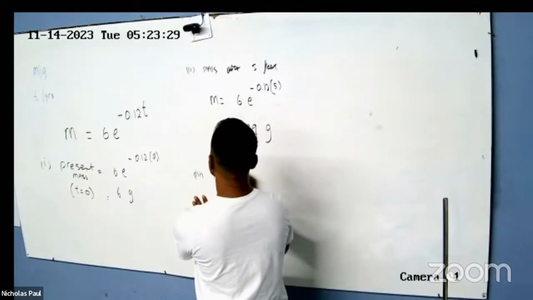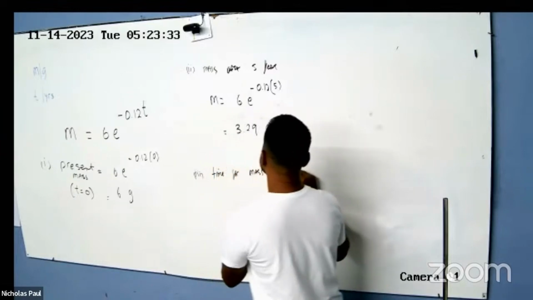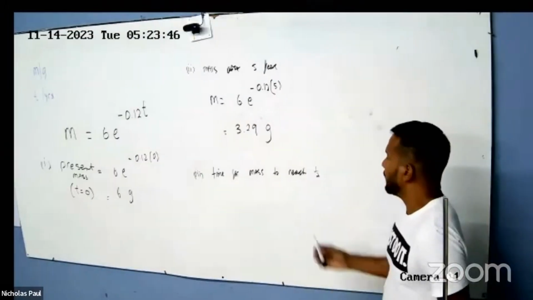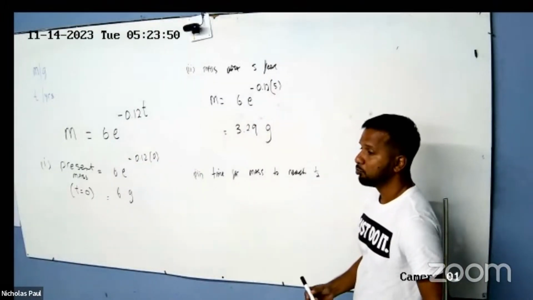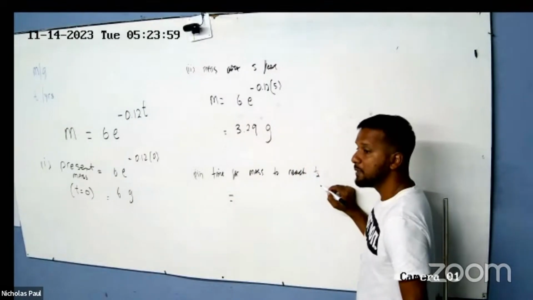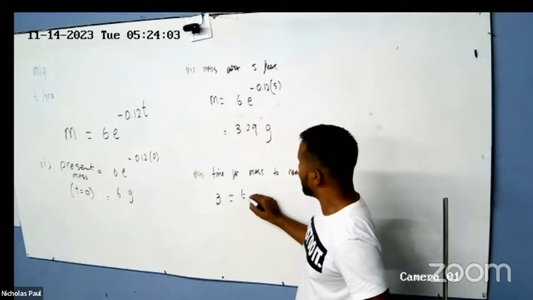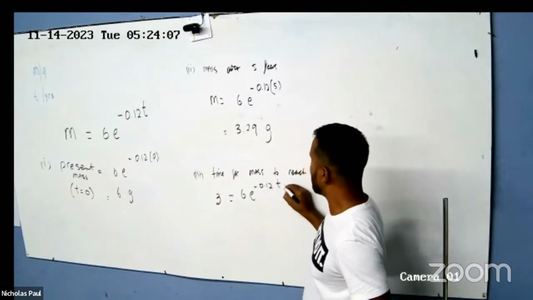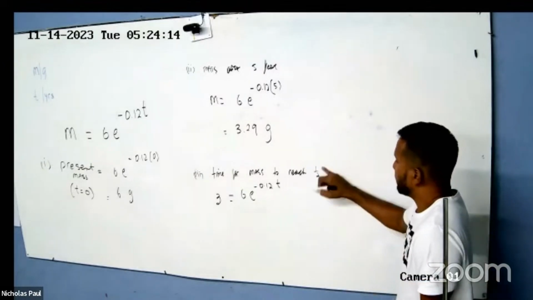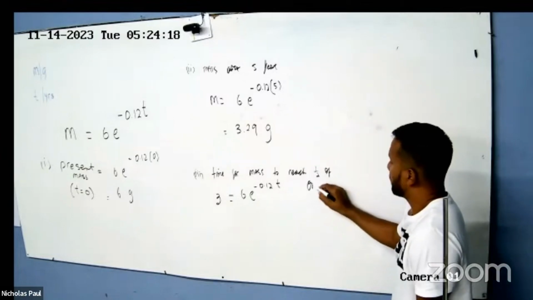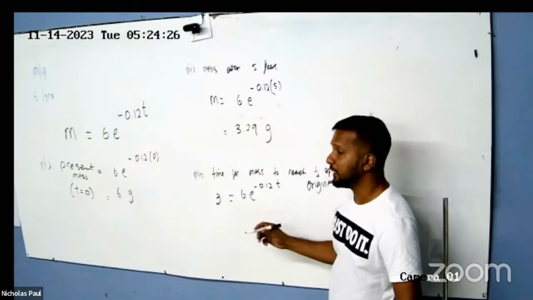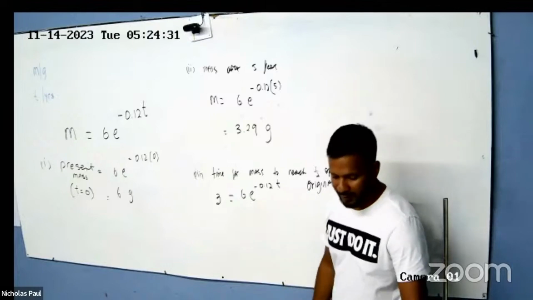The time for the mass to reach half of the original value. What are you going to do? Now the mass is what? The mass is 3. The formula is 6e to the minus 0.12t, half of the original. I didn't write it here because I didn't want to go on this side. Solve for t. How are you going to solve for t? Go ahead, have fun.